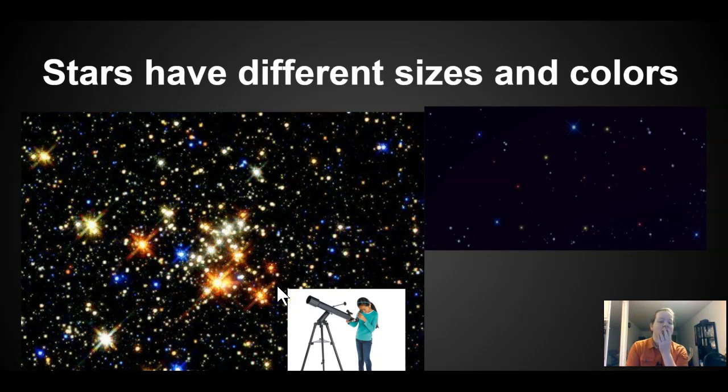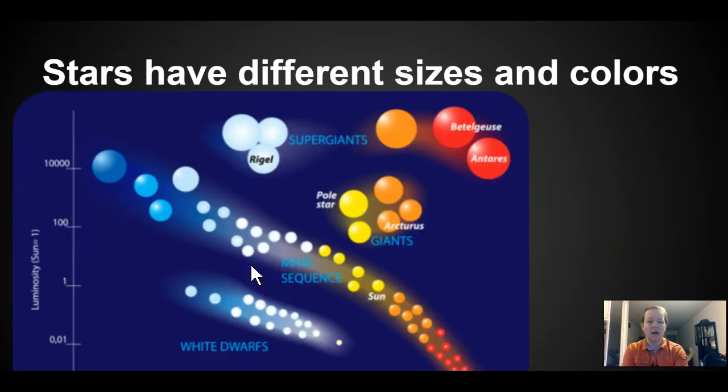Okay. Stars can be big or small. They can have different colors. Here's a diagram showing different sizes and different colors. Look at our sun right here. The sun is kind of average, kind of medium in size. Some stars are bigger. But also, some stars are smaller. And then here we see the different colors of stars: blue, white, yellow, orange.